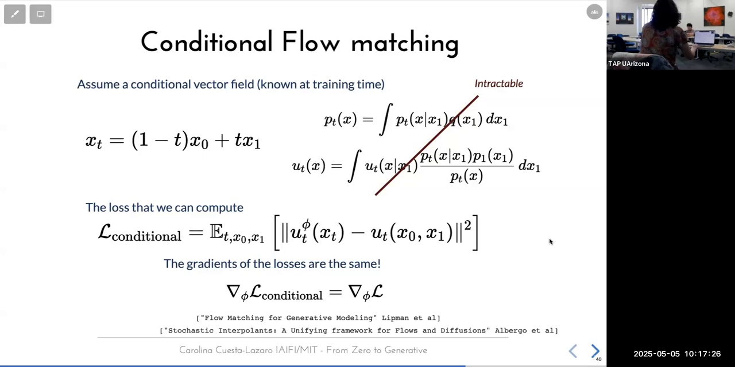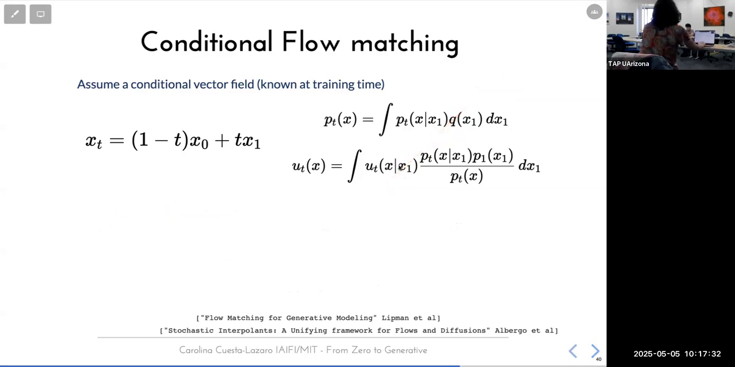What is conditional about? This conditional ut of x given x1. That's what I mean by conditional. Oh, I see. So maybe I can draw something. In that example where we had a 2D distribution, right? This is our x naught. So I use a Gaussian unit, like a normal distribution. And now we linearly go to our data distribution that has 2 modes.